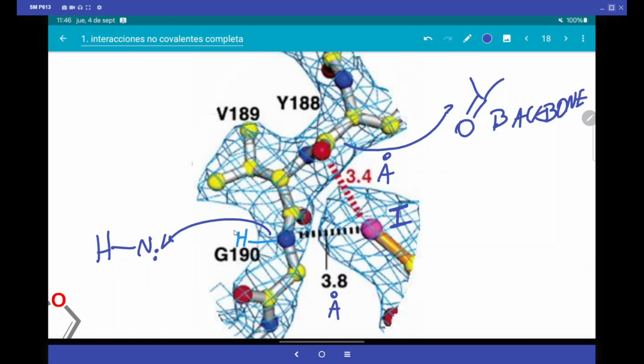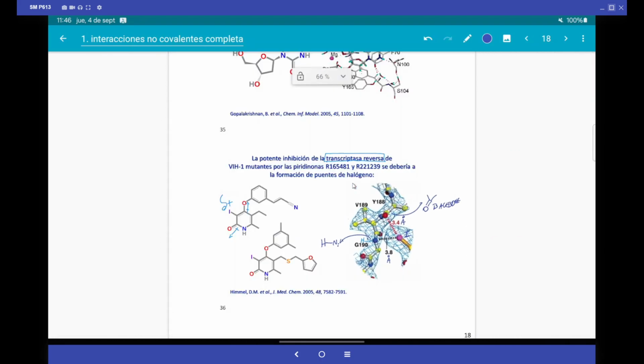Question: what would happen if you replaced the iodine with a smaller halogen? The affinity would go down because, for example, with this oxygen it may even generate a repulsion, although being smaller it may not even reach so close to the residues. In this case, precisely since this is a mutant, it helps a lot to have a halogen there.